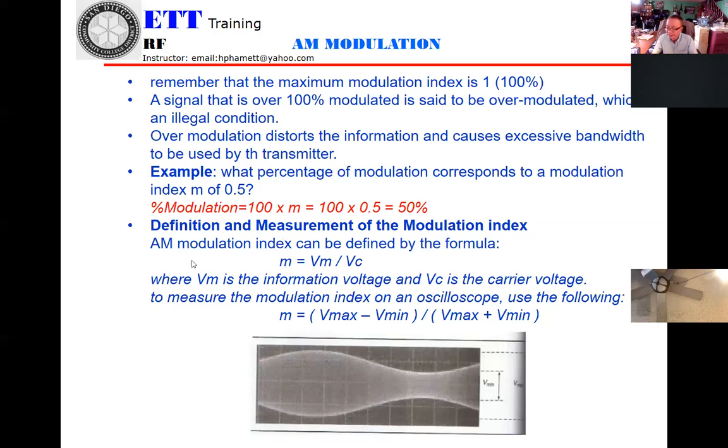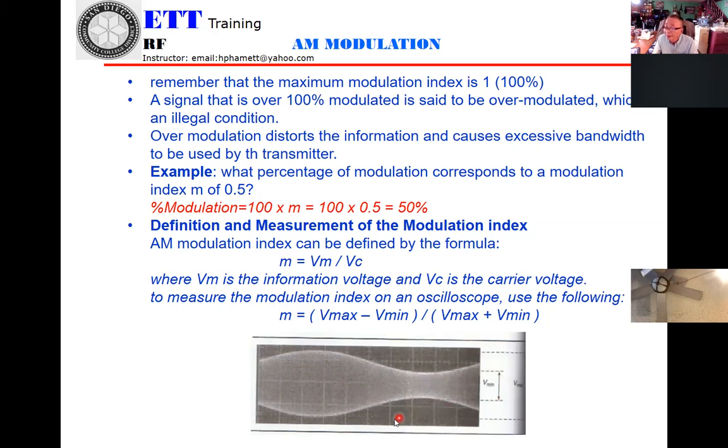So if you see the display on the oscilloscope like this, the first thing you need to know is V max. V max will be from here to the top here. And V minimum is from this part right here to the top right here. That's why they say V minimum here.